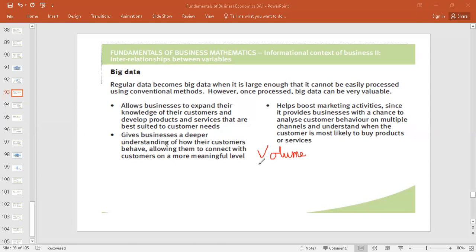The second attribute is also a V. All of them are expressed as V's. The second one is velocity. Any data that is captured makes sense only if it is used for decision making. The entire purpose is to be used for decision making. So it has to be analyzed. If it has to be analyzed, and the size of the data is big, then it has to be processed.